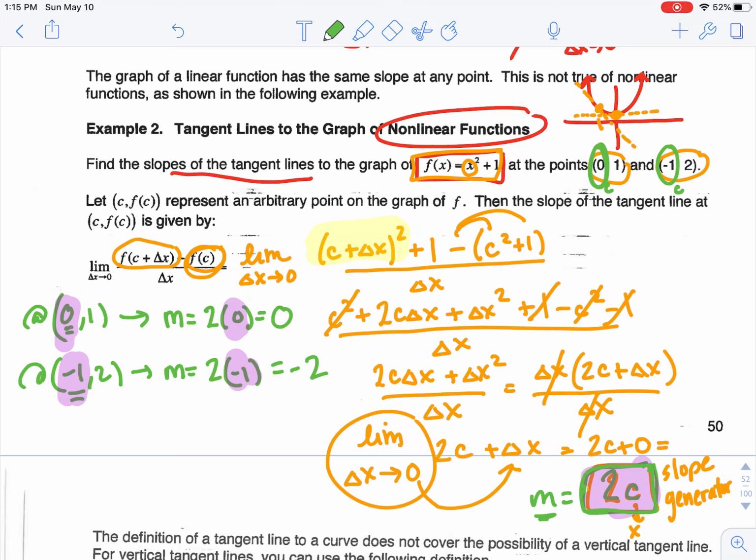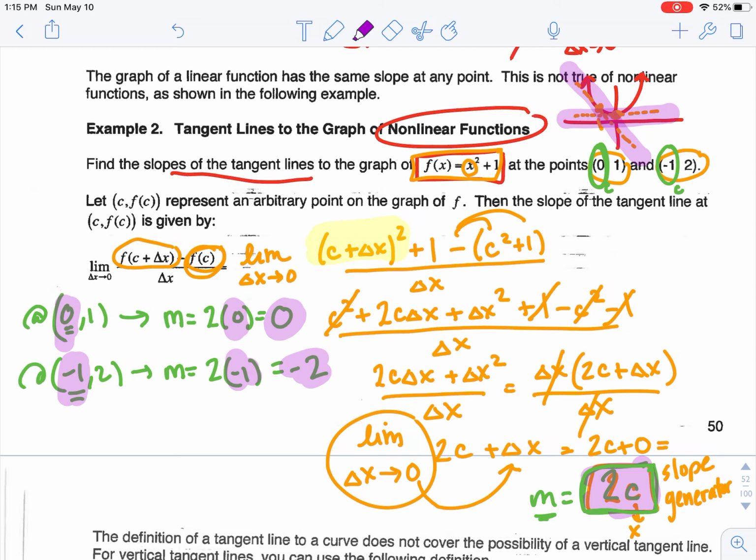Now let's think about this. Go back to that graph. Does it make sense that the slope was 0 for that line? Totally, because it's horizontal. And the second one was negative 2. Does it make sense that this slope would have been negative 2 for that line? Totally, because it's a downward, negative slope. So it should make sense graphically as well as algebraically.